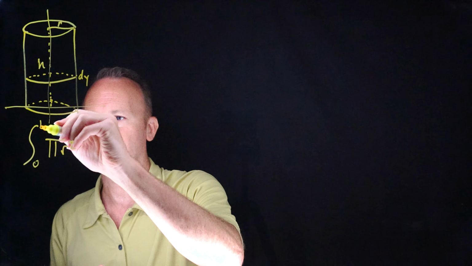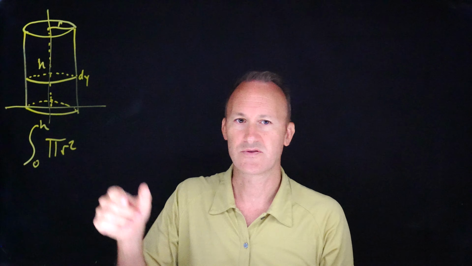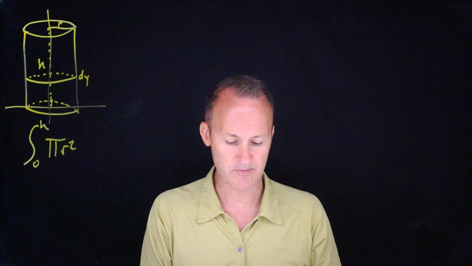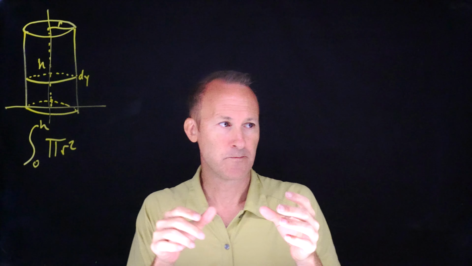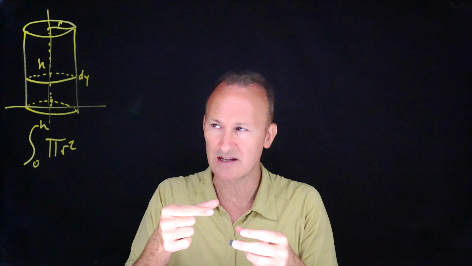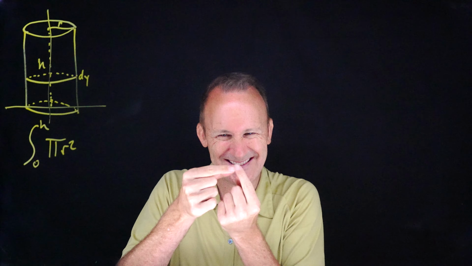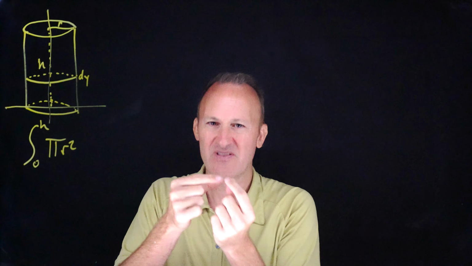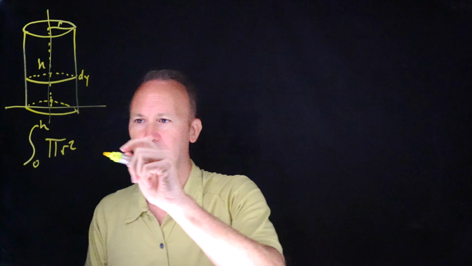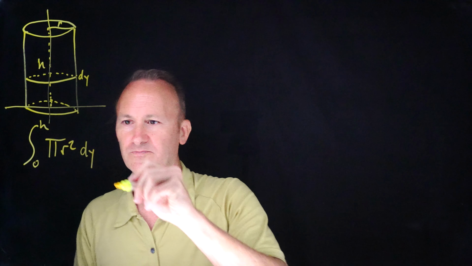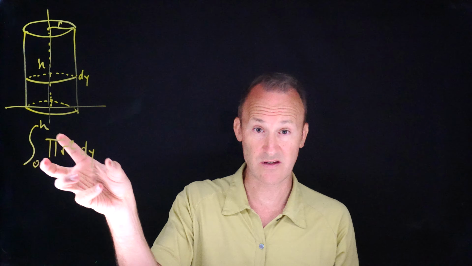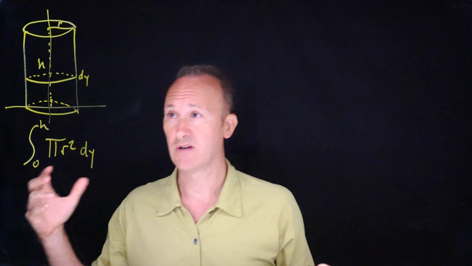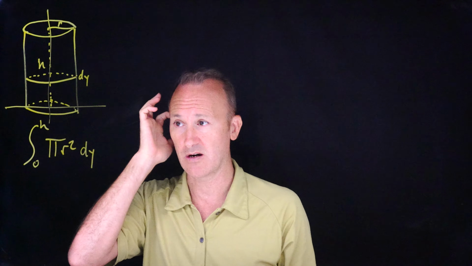And so when we're summing all of these circles, you can think of them as sort of like discs. And these discs are circles with this tiny little thickness dy. And so it's going to be all these dy's. So this integration will give us the volume of a cylinder with height h and radius r.